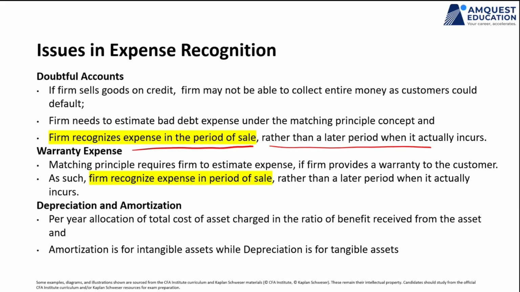And similarly, depreciation and amortization, where you have a fixed asset, with all costs associated with those fixed assets. If it is a tangible asset, it is depreciation, and if it is an intangible asset, it is amortization. It should be recognized in the year in which the asset is used, the same year in which you are using the asset. So per year allocation should be done.